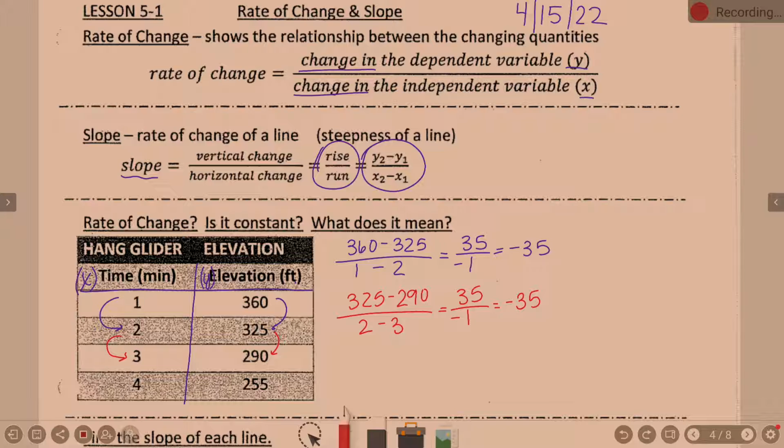Looks good so far, doesn't it? Yes, so far. Don't assume the next one's going to be the same, though. Double check it. Anytime we assume, we're going to get ourselves into trouble here. So, check the last one.